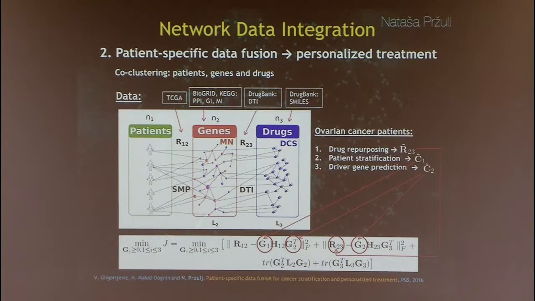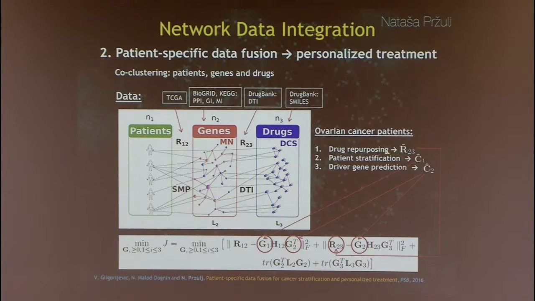We are minimizing this objective function, where R12 we are approximating by these matrix factors, R23 by these ones, but notice that we share D2. And by sharing this matrix factor, this is how we ensure fusion of the data. And then this is, again, the same as before, penalties coming from the topologies. So this is how that works.